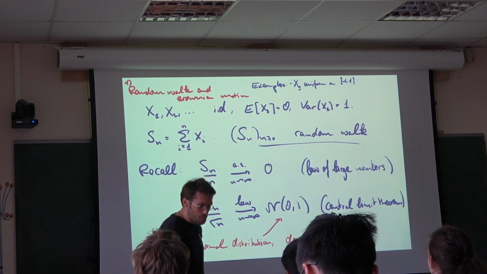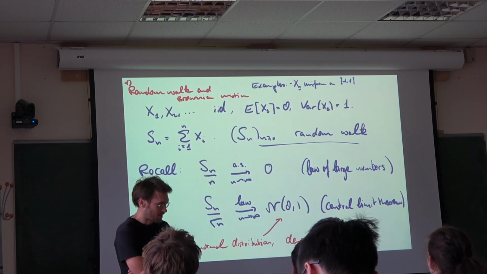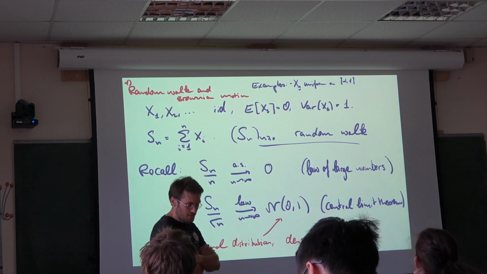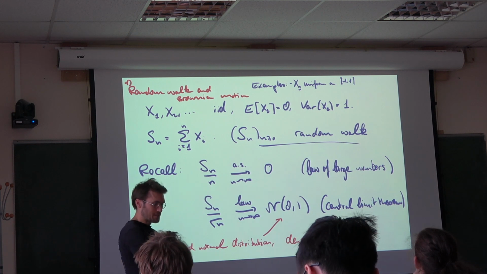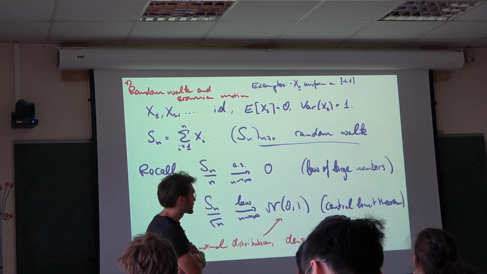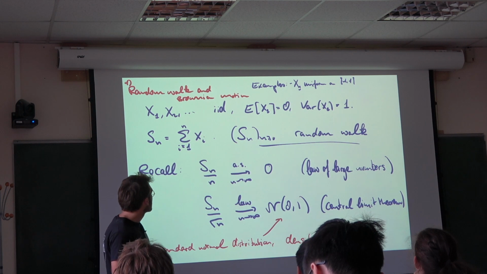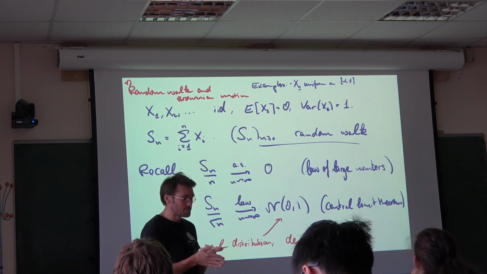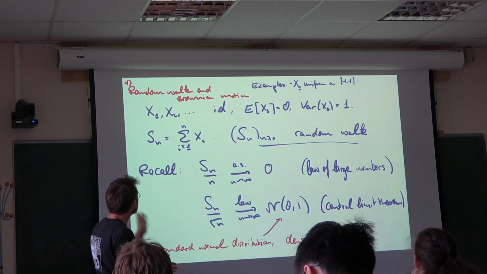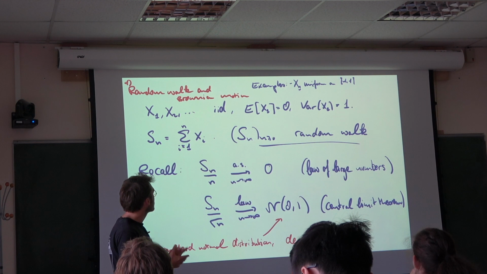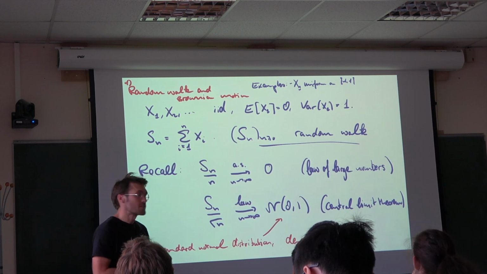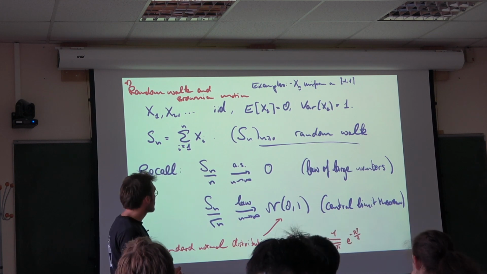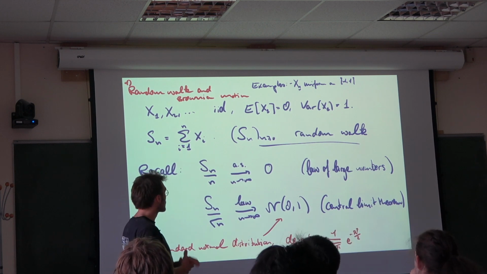Okay, so let's start with just a random walk. Hopefully even those who are not at all familiar with probability will understand what's going on here. You have a sequence of what we like to call IID random variables. IID means independent and identically distributed. So X1, X2, etc. are IID random variables, and we assume that they are centered, meaning that the expectation is 0 and that the variance is 1. So that's just a normalization.